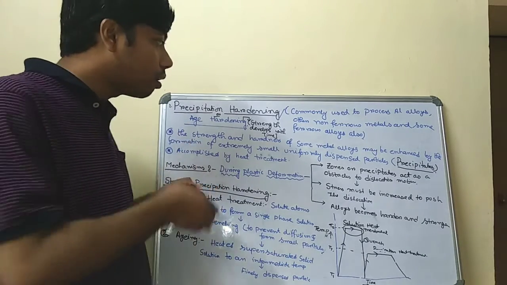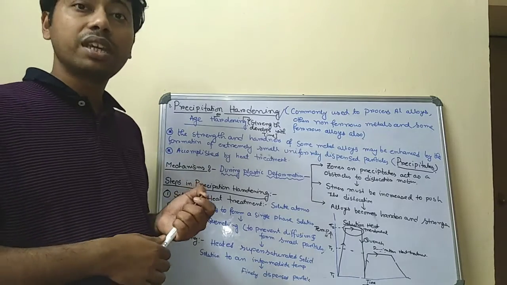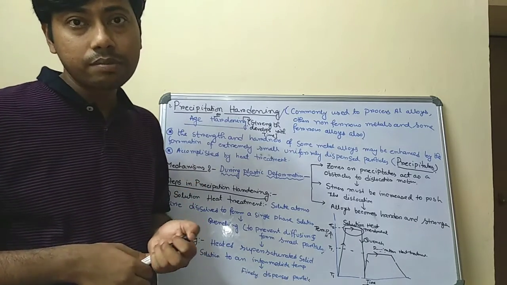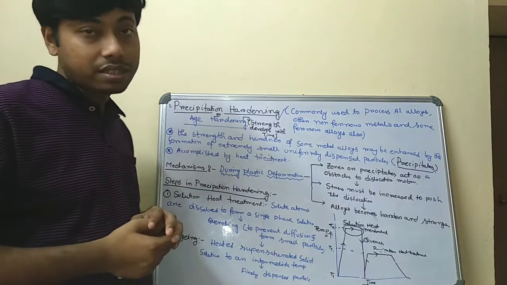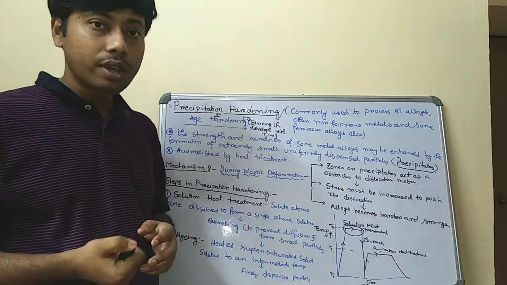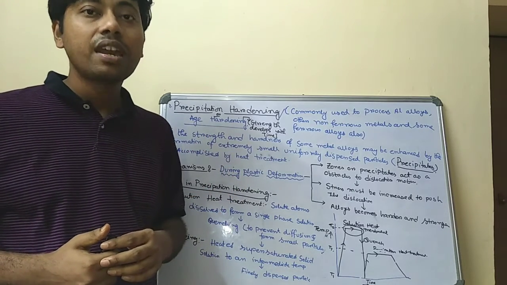So we discussed all four types of strengthening mechanism: solid solution strengthening, grain refinement, strain hardening, as well as precipitation hardening. Thank you very much for listening and watching me, and goodbye.